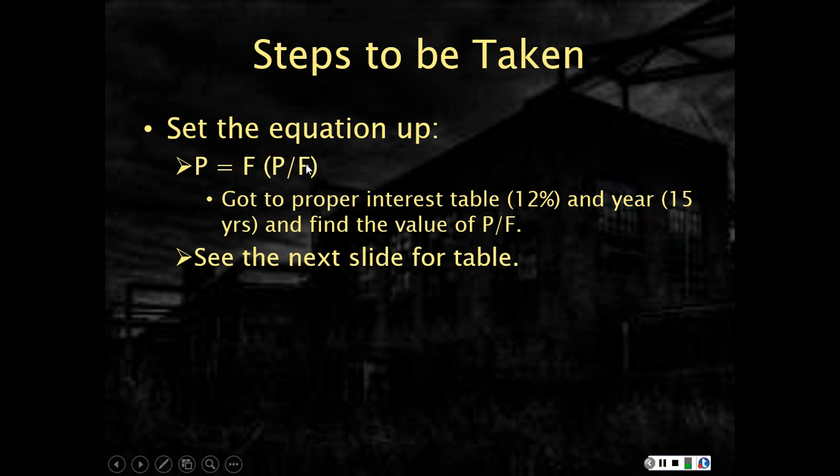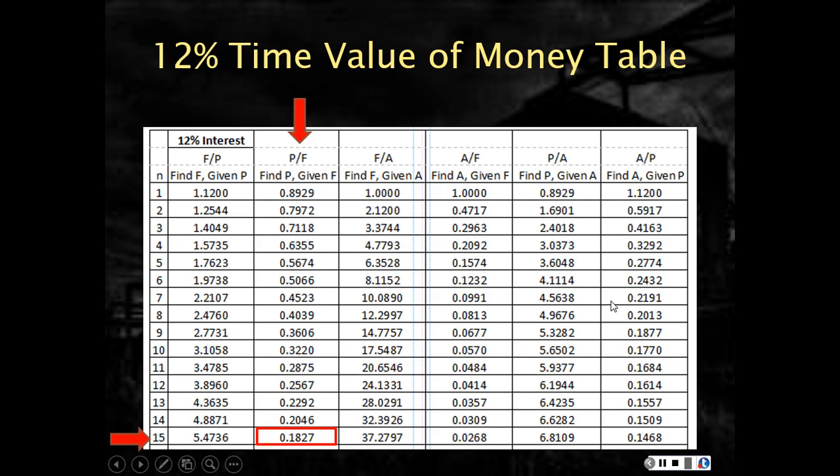This P over F value is actually a looked up value from something called time value of money tables, which we're going to look at in a second. So what I have to do to get this value, I have to go to the proper interest rate table, 12%. I have to pick the right number of years, and then I have to find the P over F value for this.